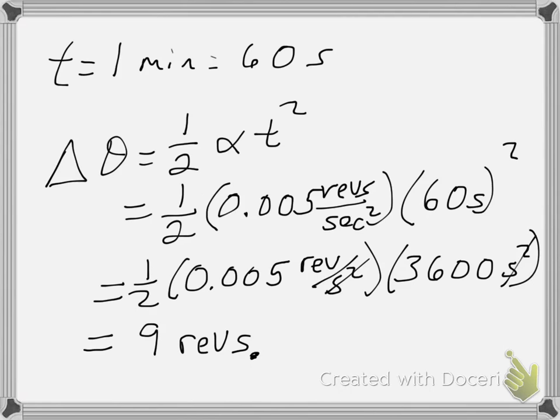So in the 1 minute, the merry-go-round only went through 9 revolutions. Not very much. So this merry-go-round was not going very fast at all. Probably for a toddler or somebody like that. But that gives you a bit of a sense of how to use some of these equations. In the next video, we'll start to look at torque, and we will see you then.